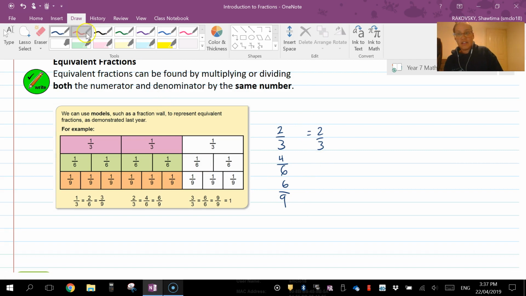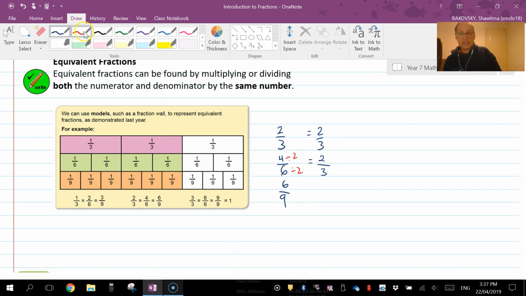If I look at 4/6, I can identify a common factor, which is 2. So what I do to the top, I have to do to the bottom, or vice versa. So I'm going to divide this by 2 and this by 2, and that will give us 4 divided by 2 is 2, and 6 divided by 2 is 3. So see how they match, or they are equivalent.